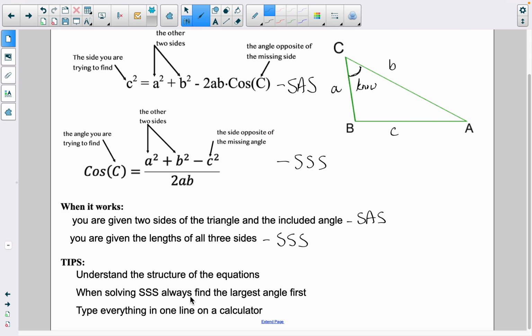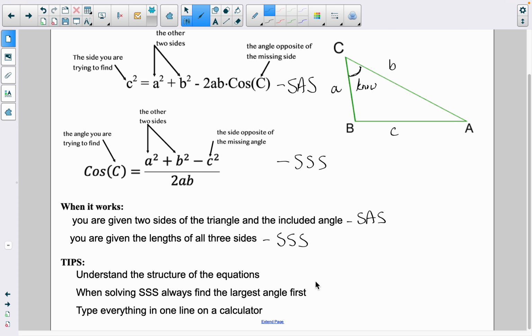When you are solving for the angle, so SSS, always find the largest angle first, because what will happen is you will use law of cosines to start the problem, but then you will most likely go to law of sines. If you don't find the largest angle first, you may run into a contradiction with law of sines. So how do we avoid that? Always start with the largest angle first. How do you know which one's the largest? Sorry, it's going to be opposite the largest side.